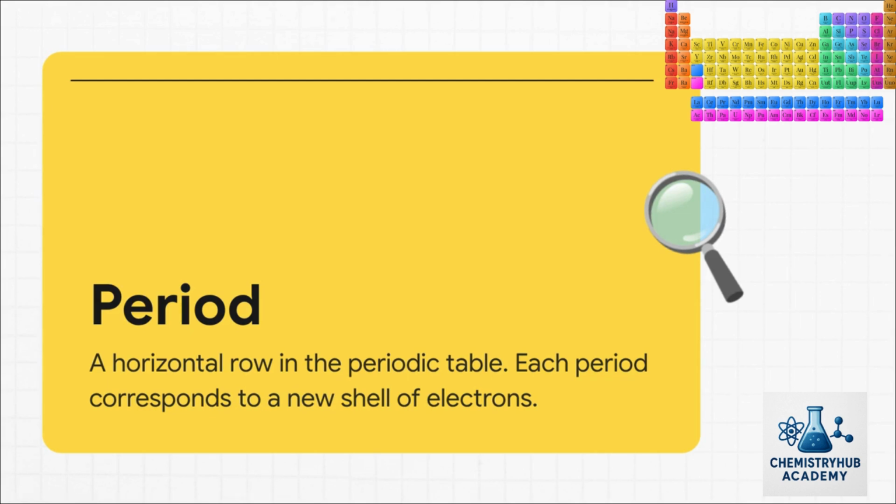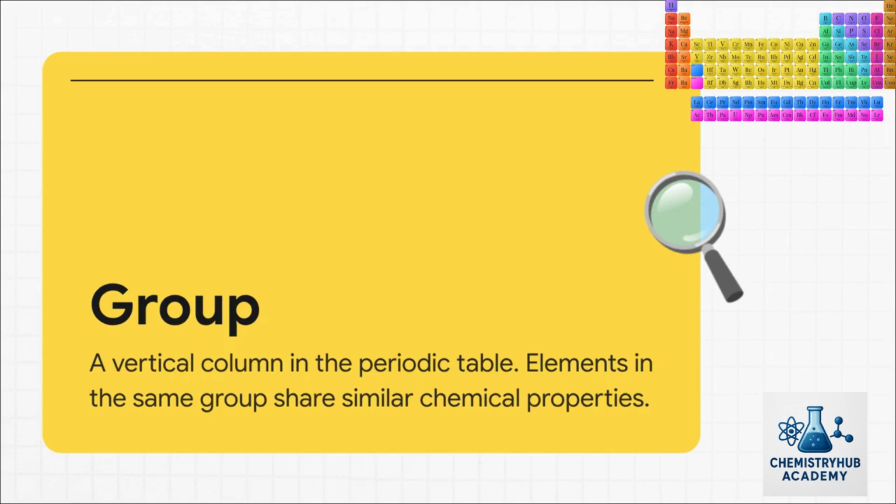So an element down in period 4? Yep, it's got 4 of these shells. Simple, right? Now for the vertical columns, which we call groups. If the periods are the floors of a building, then the groups are like families living in apartments stacked right on top of each other. And just like a family, everybody in the same group shares similar traits and behaves in similar ways. And that's all because they have the exact same number of electrons in their outermost shell.